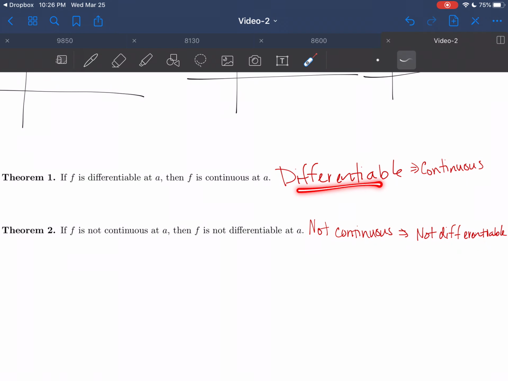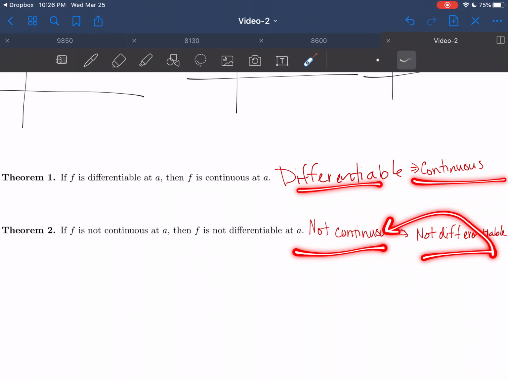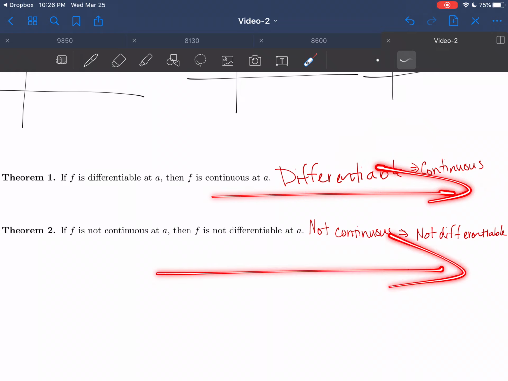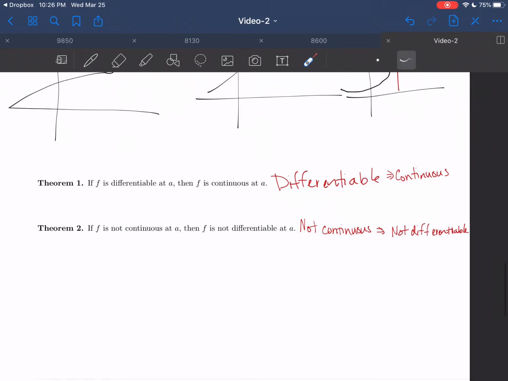So differentiable implies continuous, and not continuous implies not differentiable. But not differentiable doesn't imply not continuous, and continuous does not imply differentiable. So both of those are one-way statements.